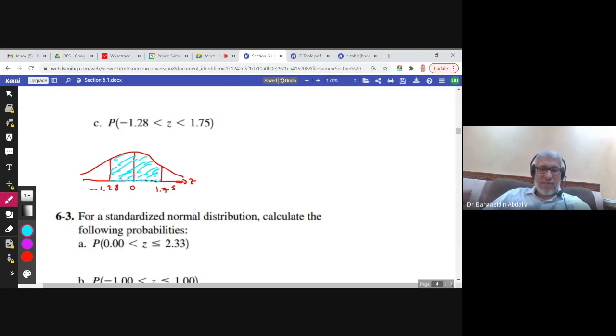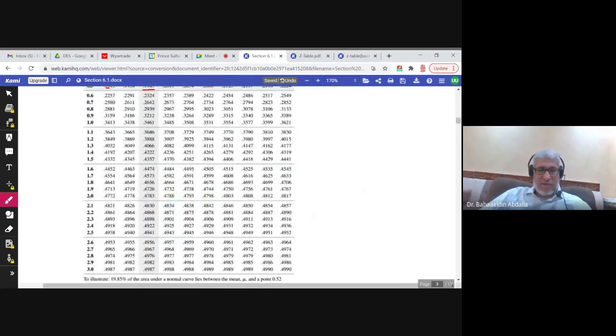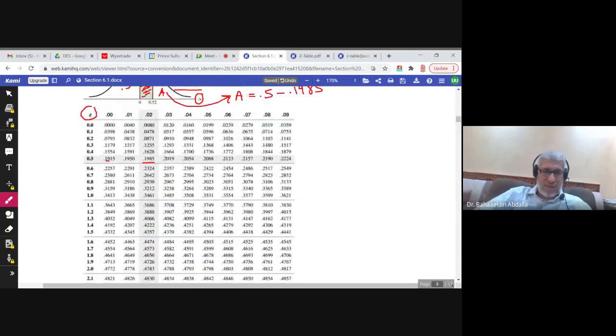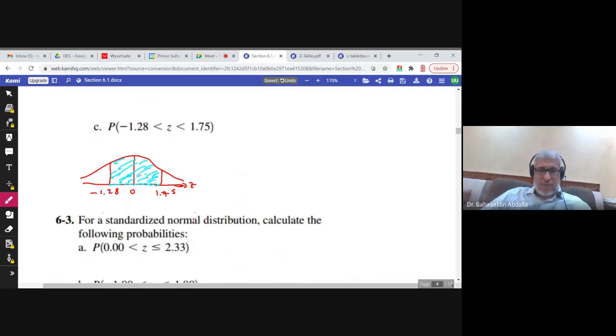How can I find this area from the table? I can find this directly from the table by looking to 1.75. If you look to 1.75, this is 1.7, and you go to 5, this is 5, so 0.4599. So this area is 0.4599.